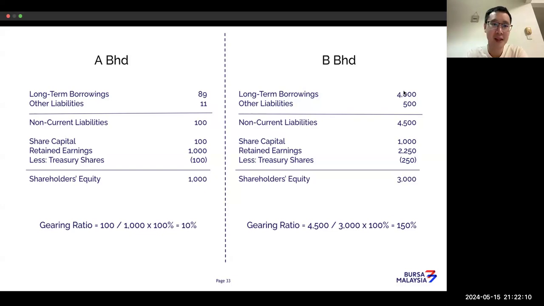How? Of course, B Berhad is gonna be impacted lah. Okay. And this is especially so if most of the long-term borrowings are based on floating rate, then of course B Berhad will kena lah. Okay. So that is actually the logic behind it.